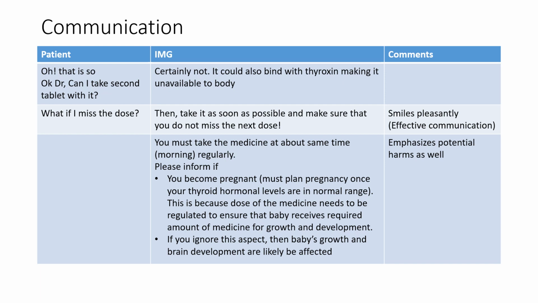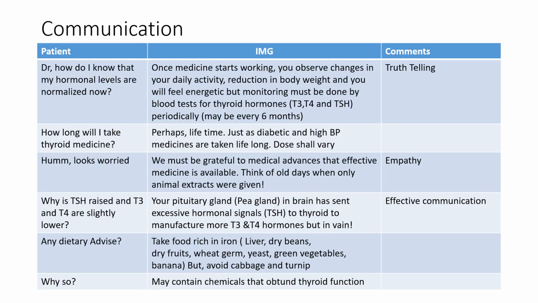So this is an emphasis on the potential harm as well as potential. Doctor, how do I know that my hormonal levels are normalized now? Okay, once medicine starts working, you observe changes in your body activity, reduction in body weight, and you will feel energetic. But monitoring must be done by blood tests for thyroid functions, that is T3, T4, TSH levels, periodically, maybe every 6 months. This is truth telling.